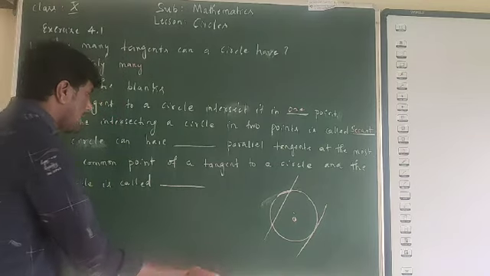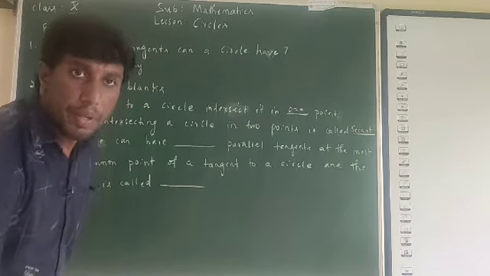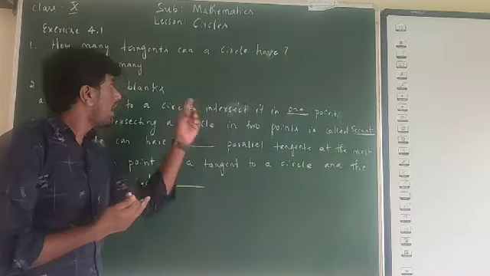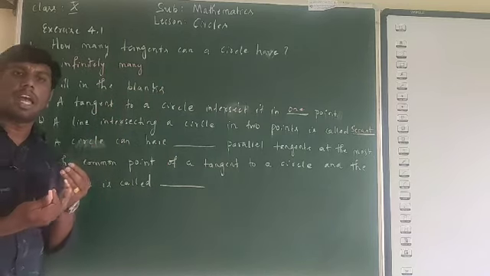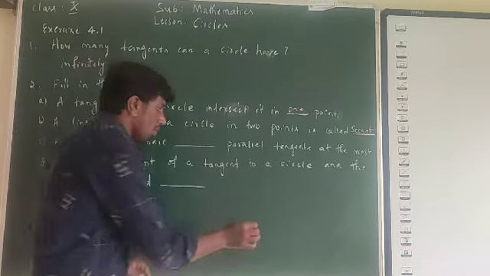Now, the third one: a circle can have dash parallel tangents at the most. So, how many parallel tangents can a circle have at most? A circle can have infinitely many tangents. In that, at most, how many parallel tangents can a circle have?